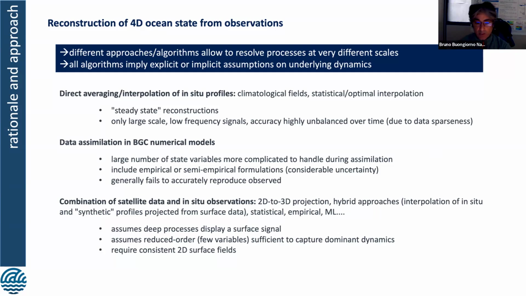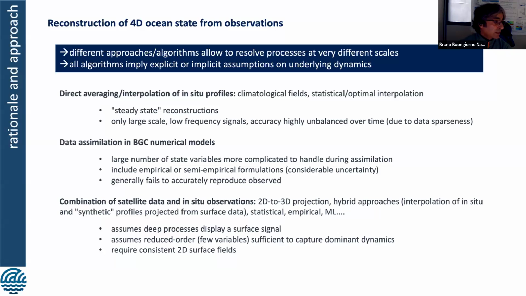So, of course, once we want to combine satellite and in situ data, an important step is to have consistent satellite data, I mean surface fields that reproduce the same scales or, as much as possible, look at the same effective resolution. But I'm not talking about these steps today, because I will be focusing more on the projection algorithms that we've been developing and testing in recent years.